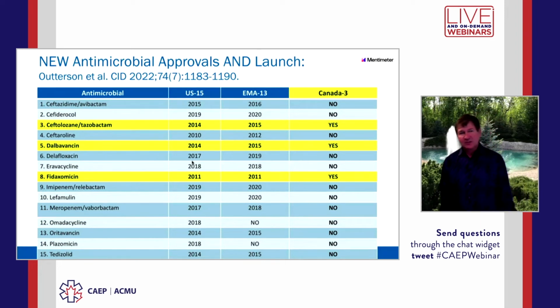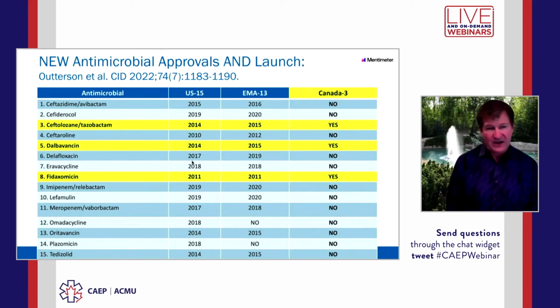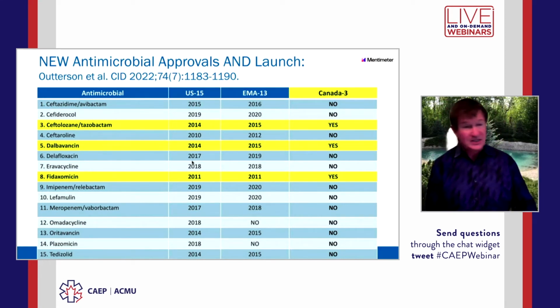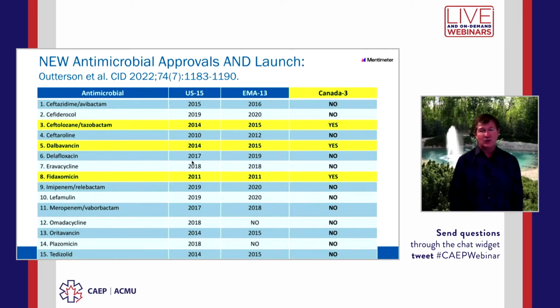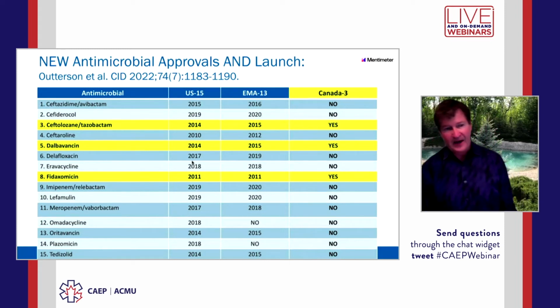The ones in yellow, ceftolozane tazobactam, this is the premier anti-pseudomonal drug in the world. It's in Canada. We've done a lot of research on it. This is the best drug to treat an infection caused by Pseudomonas, whether it's skin soft tissue, whether it's lung, whether it's bacteremia, whether it's a ventilator-associated pneumonia. It's here in Canada. Number 8, fidaxomicin.